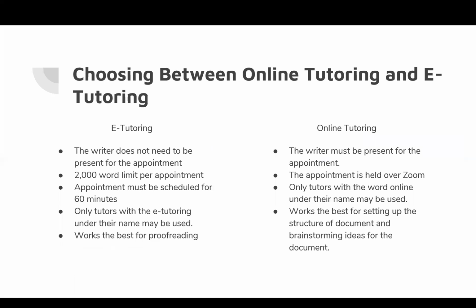The Writing Center deals in two primary types of tutoring, e-tutoring and online tutoring. With e-tutoring, the writer does not have to be present. This is more proofreading, grammar, and structure. This has a 2,000 word limit. Each appointment has a maximum of 60 minutes, and only tutors with the e-tutoring tag under their name must be used. This one's the best for proofreading and making sure the structure of your essay is good.